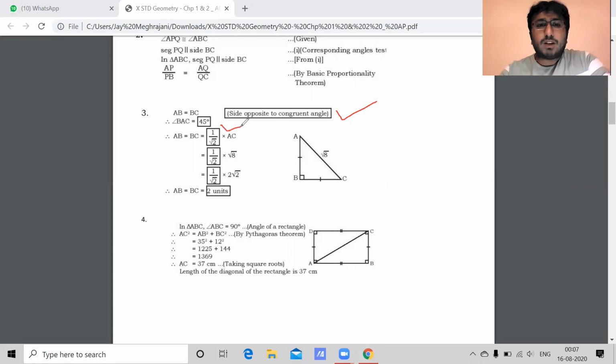Measure angle BAC is equal to 45 degrees. These two steps will give you half marks. Okay. We know side opposite to 45 degrees is 1 upon root 2.